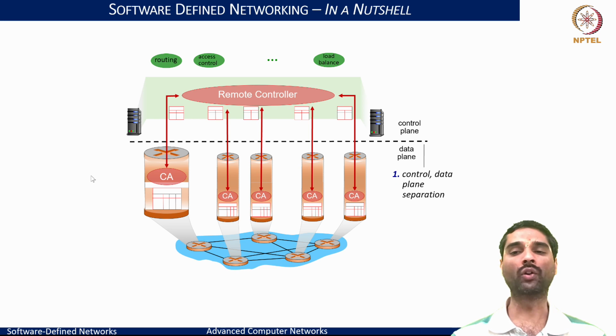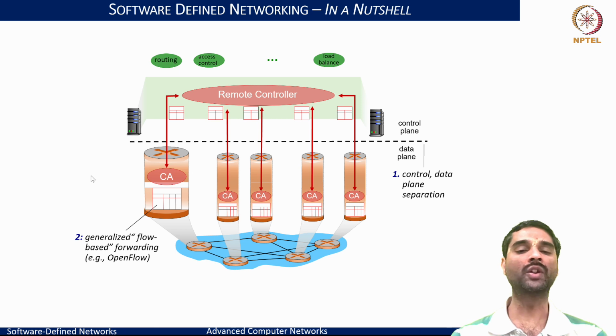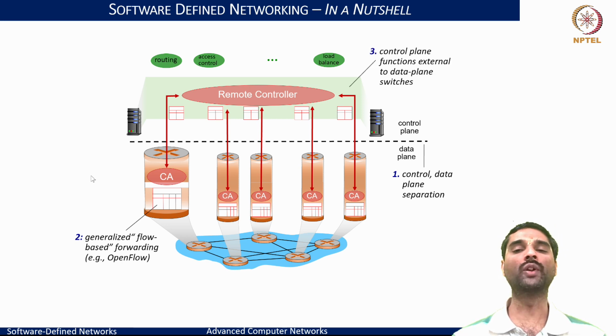And what this also allows is a means to have a unified interface to configure each of these networking elements. And this is achieved through the generalized flow-based forwarding. For example, the OpenFlow API would allow us to set the match action tables into each of these routers. And from the remote controller point of view, having externalized the control plane, all the control plane functions can now be run on one single server.